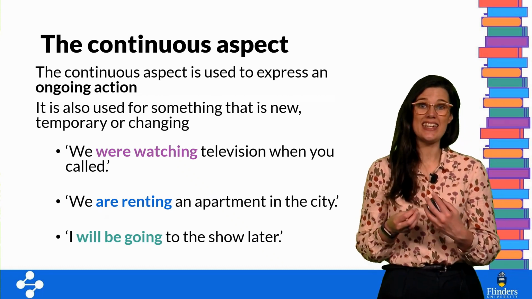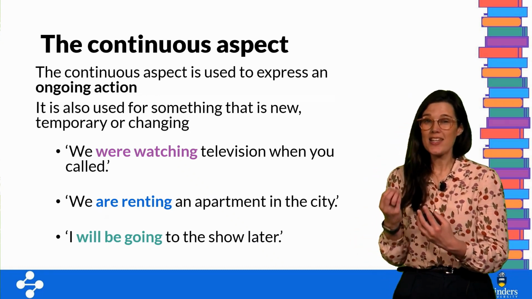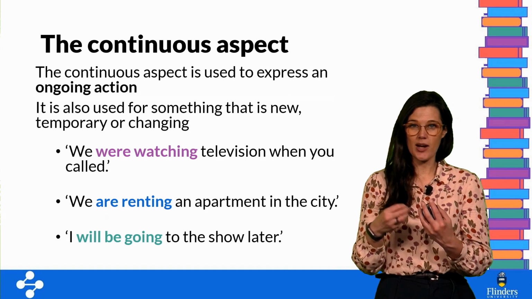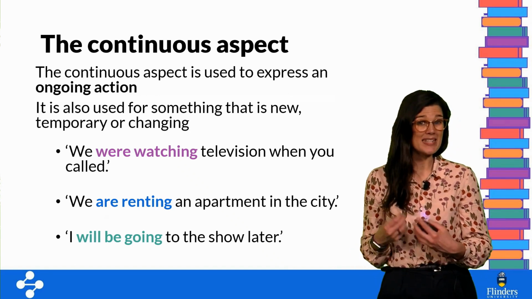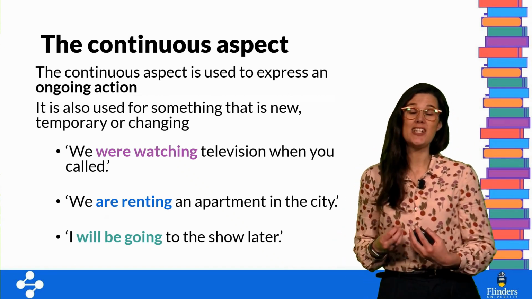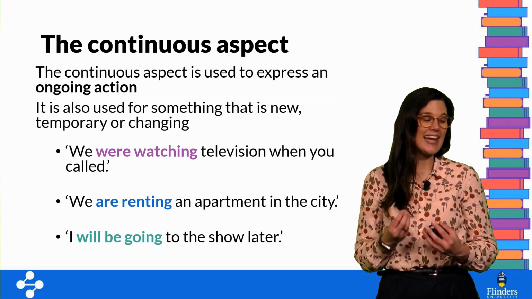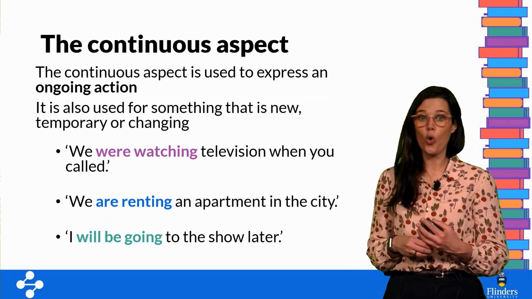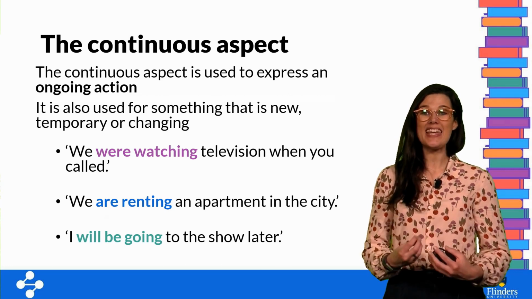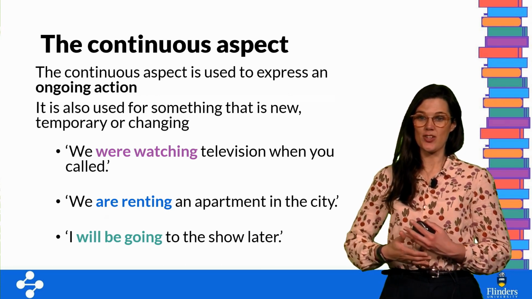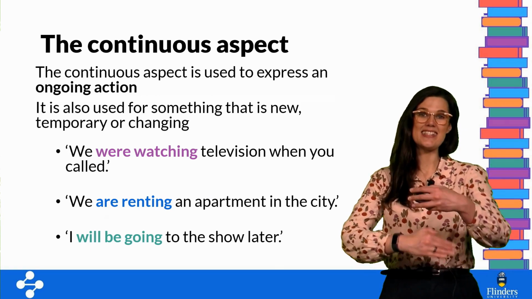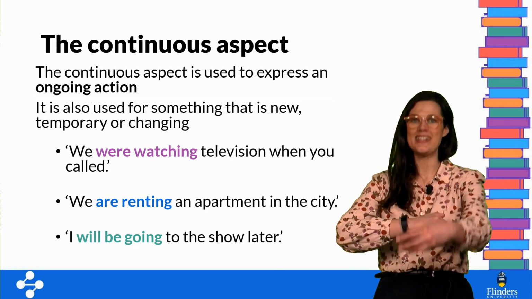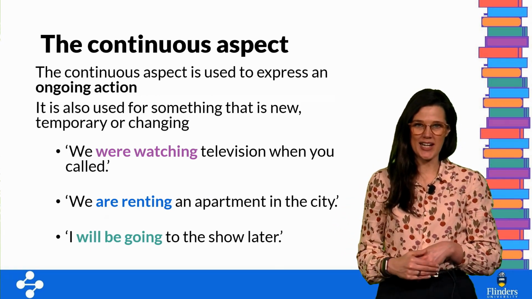Or we are renting an apartment in the city. So I might use the continuous aspect to describe something like this because this might be temporary. Perhaps I don't expect to stay in this apartment for very long. Or in the future, I will be going to the show later. So that process of going is something that will be taking place over a period of time.